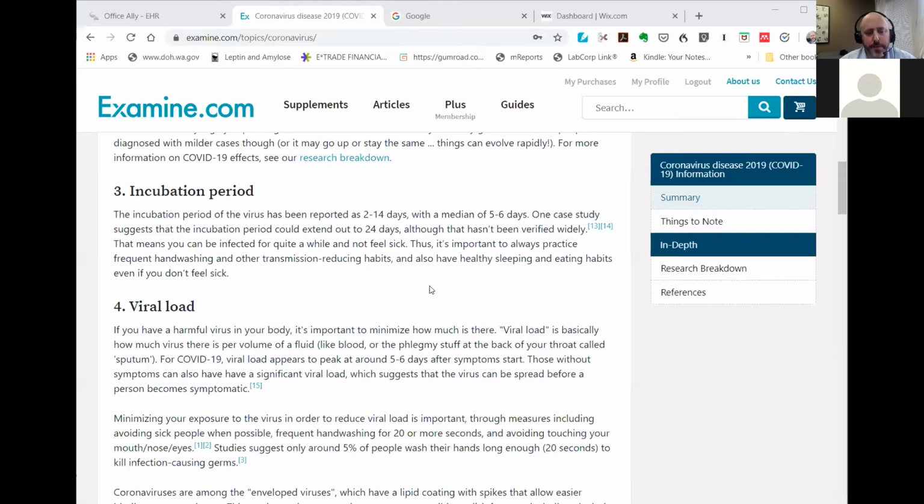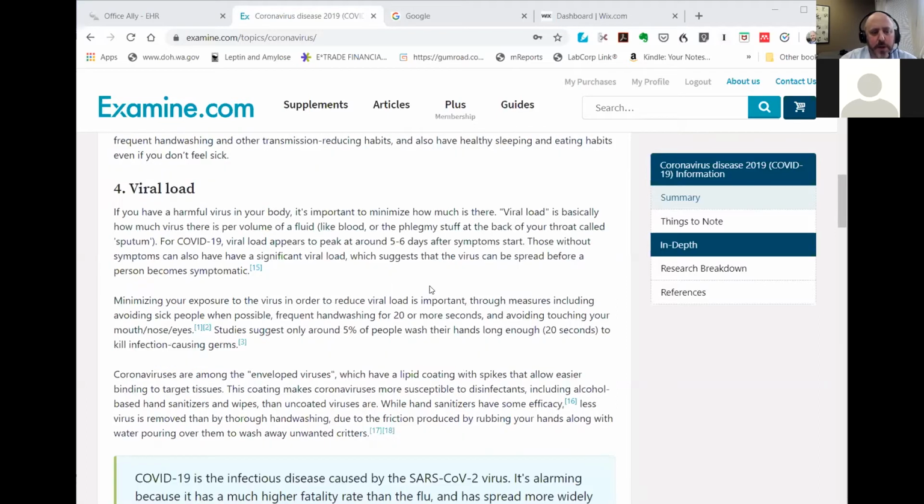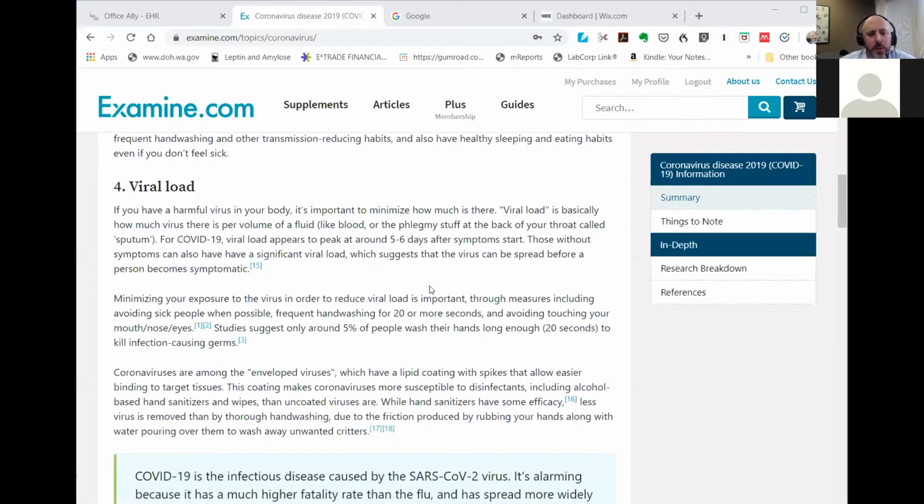So let's also talk about a key term called viral load. Viral load is basically how much virus per volume of fluid you have in your body. With the COVID virus, it seems that the virus will start to replicate, and then around 5 to 6 days after, the viral load will peak. So we can have viral load even before we have symptoms.